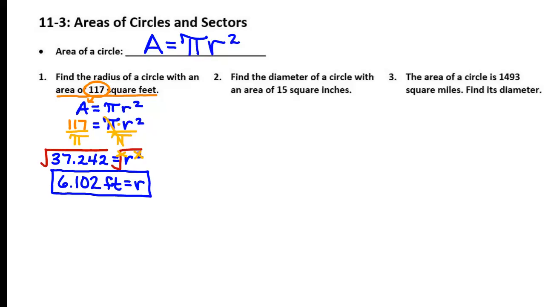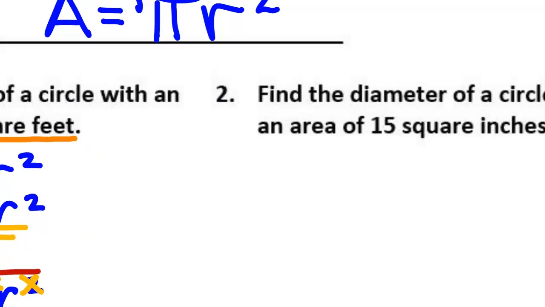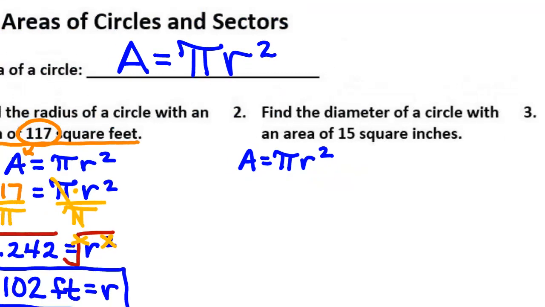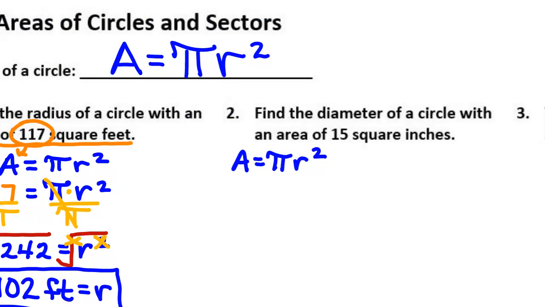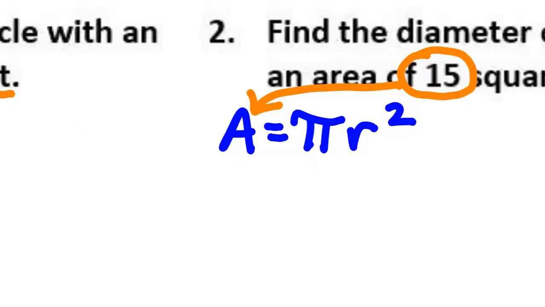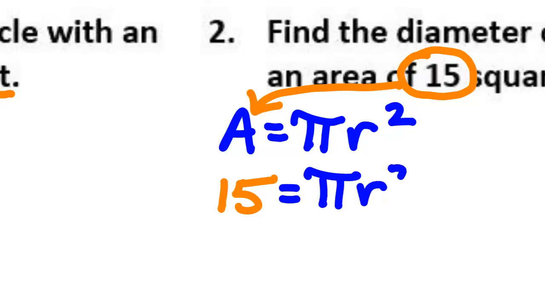Or, as in number 2, it says find the diameter. So we're going to need to give units for the diameter of this circle with an area of 15 square inches. So I'm going to start off with my area formula. Area equals pi r squared. We're going to put 15 in the place of the area. So I have 15 equals pi r squared.